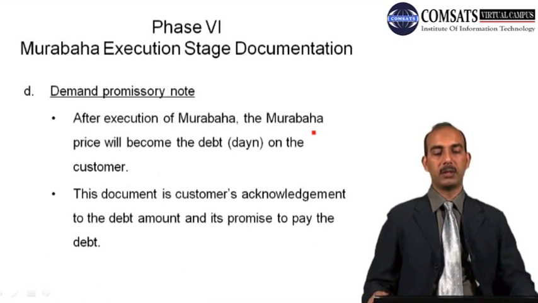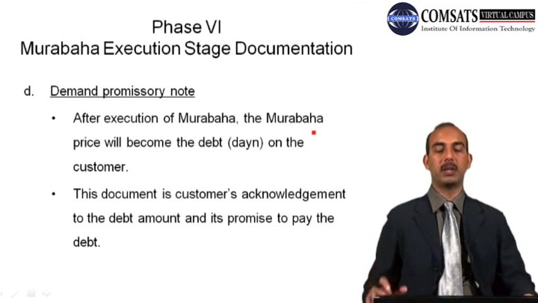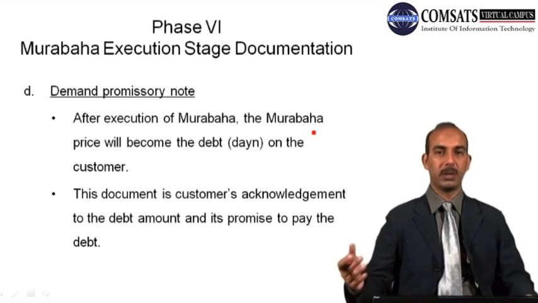And the fourth document is the demand promissory note. That is, after execution of the Murabaha, when the Murabaha transaction has taken place, the Murabaha price will become the debt, or dain in Arabic, on the customer. And this document is the customer's acknowledgement of the debt amount and its promise to pay the debt. So the customer will make a promise at that stage to pay the debt to the bank.